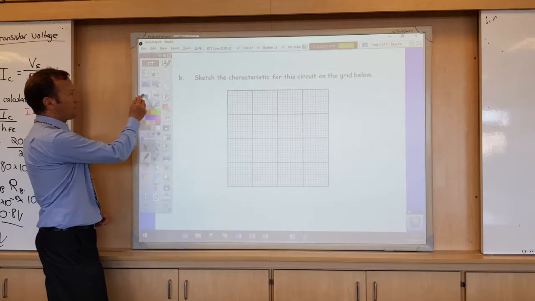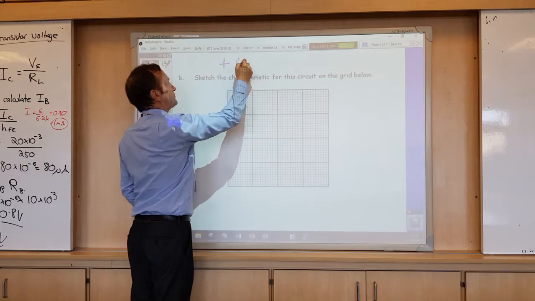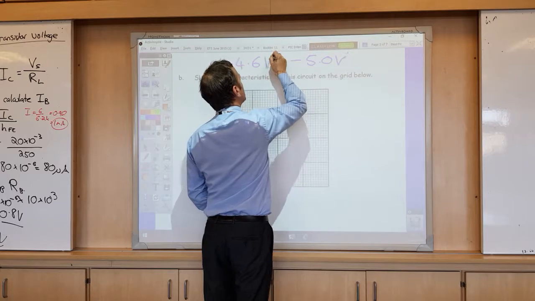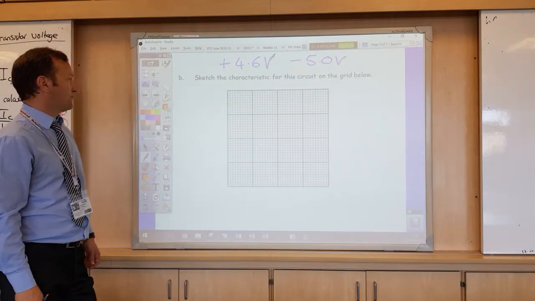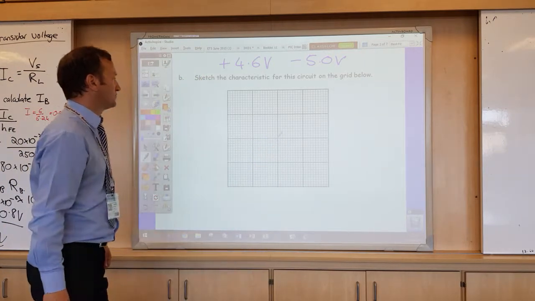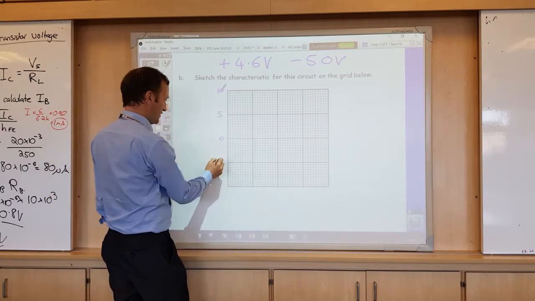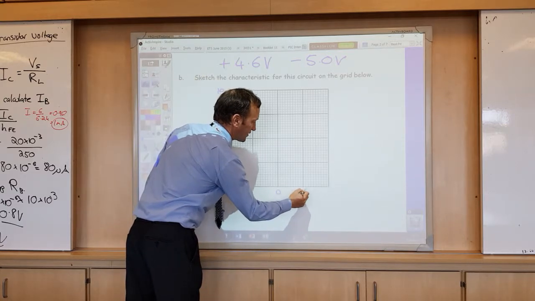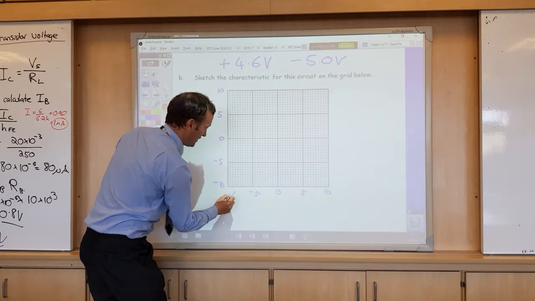We've got plus 4.6 and minus 5, the switching thresholds. So we sort of do on here, we've got 0, 0 here. So if we make these 0, 5, 10, minus 5, minus 10.